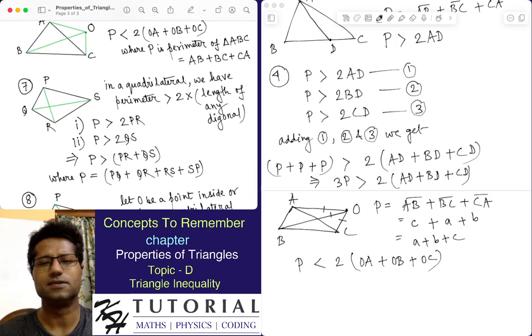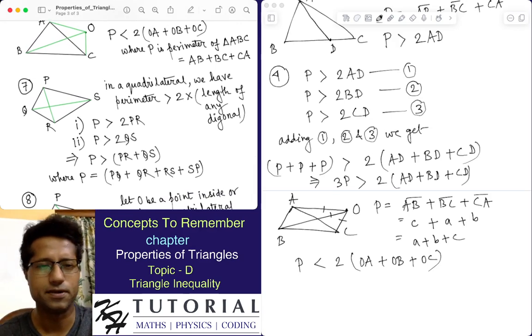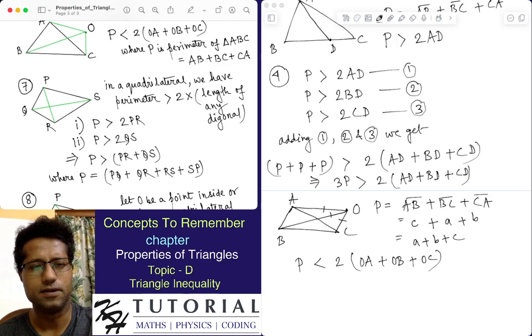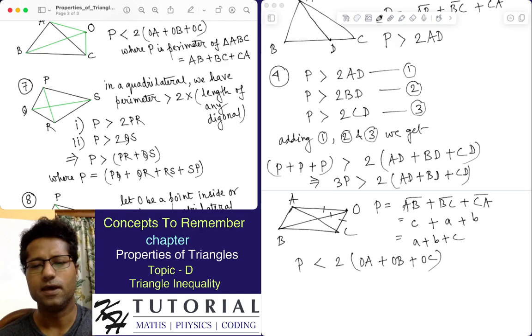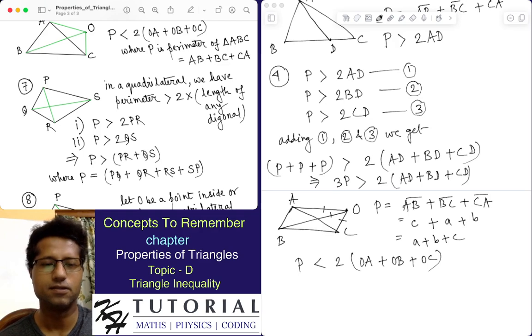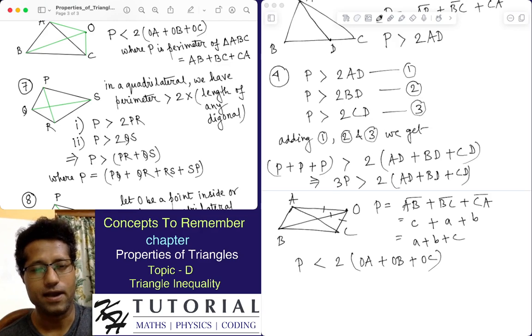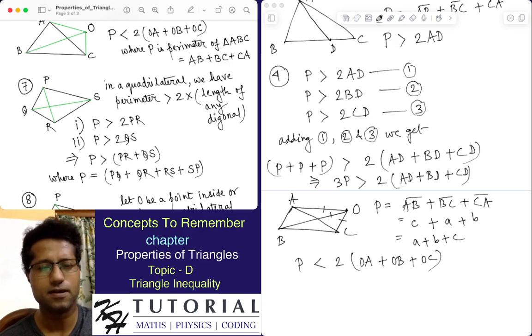The point number 7 is that if you have a quadrilateral PQRS, we know that its diagonals will be PR and QS. All these relations are based on the triangle inequality, that is, the sum of the lengths of any two sides of a triangle is greater than the length of the third side. So if we have any quadrilateral PQRS, with diagonals PR and QS, the result we get is that the perimeter is greater than twice any diagonal.